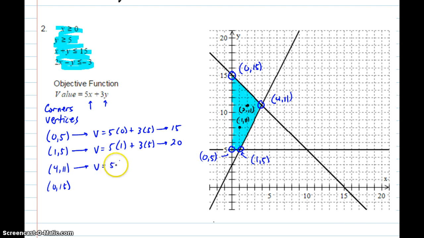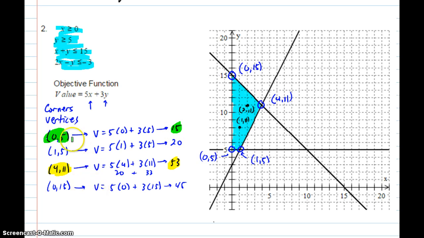Here, the value is going to be 5 times 4 plus 3 times 11. That's going to be 20 plus 33, that's going to be 53. And here, my value is going to be 5 times 0 plus 3 times 15. That's going to be 45. So we get a number of different values, but here's the thing. The biggest of those is 53. So 4, 11 is the point where the objective function is maximized. And the smallest one of those, 15, comes from 0, 5, and that's where the objective function is minimized.